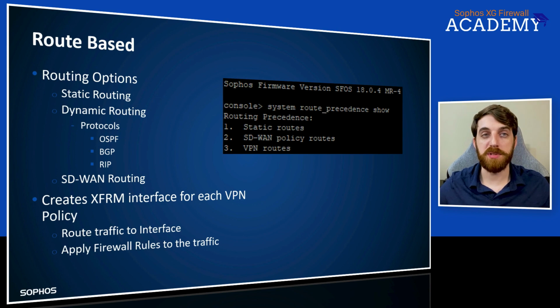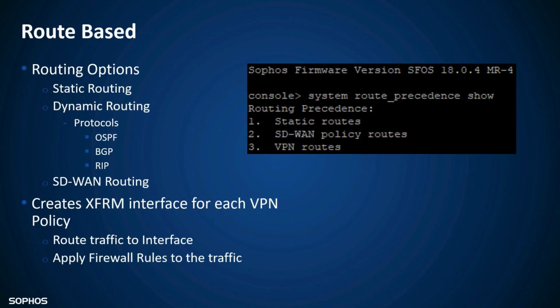As you can see in the image on this screen, there is a route precedence, and we provide this to you, and it's configurable via the CLI. That'd be option number 4 in the CLI. And you can see the precedence by default is static routes, SD-WAN policies, and then VPN routes.